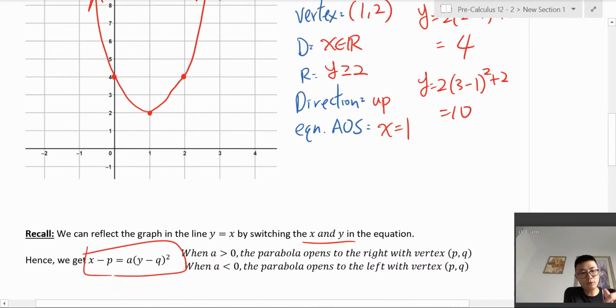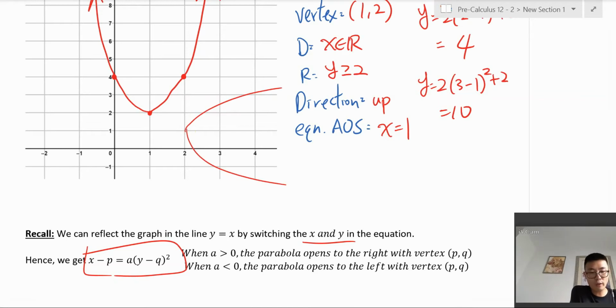And recall, if we reflect over y equals x, it actually gives us this graph right here. Looks something like that. So if the value of a was positive and you reflect over the y equals x line, it opens to the right. As you can see here, if a is bigger than 0, then the parabola opens to the right, and the vertex would be at p comma q.